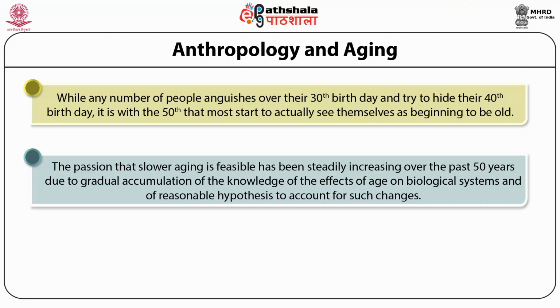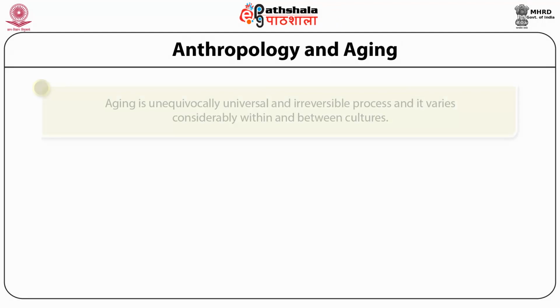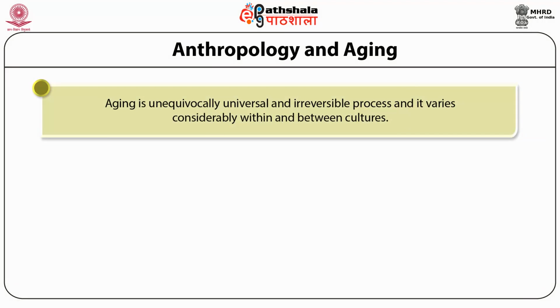The nature of the aging process is disputed because more than one mechanism is involved. It is unlikely that a significant attempt to slow down the aging process will be made until a clear understanding is reached on the cause of this basic biological process. Aging is an unequivocally universal and irreversible process, and it varies considerably within and between cultures. Getting old is the result of the interplay of biological, social, psychological, and ecological factors.